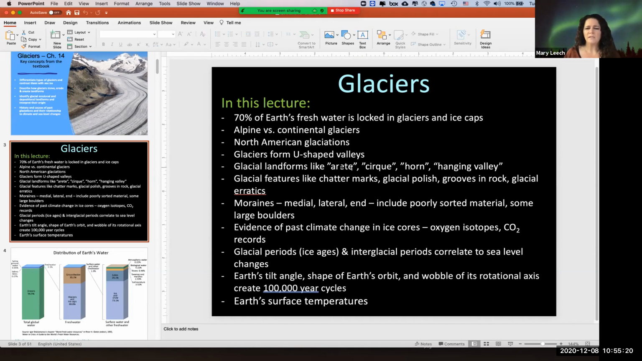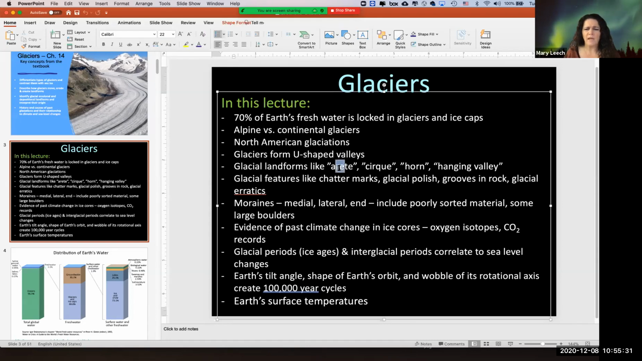Landforms like arête, this should have a little, is it accent aigu? No, it's the little caret. It should be over the E. I didn't go back to try to find that. Arête, a cirque, a horn, and a hanging valley. Those are all terms that you run across in the chapter and today.